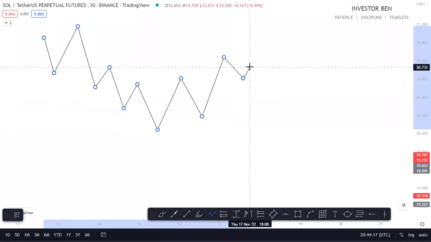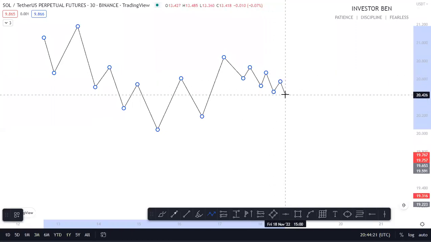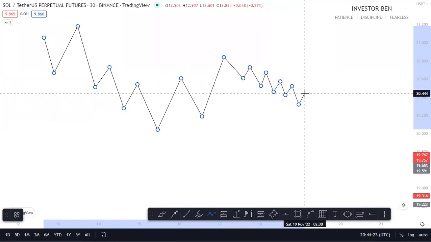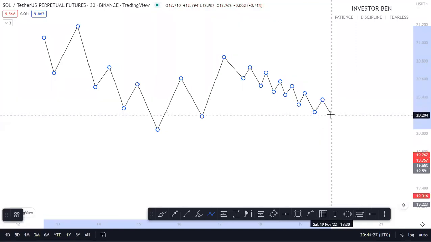So my drawings are very bad right now. I'm trying to make liquidity build-ups, right? Liquidity build-ups.